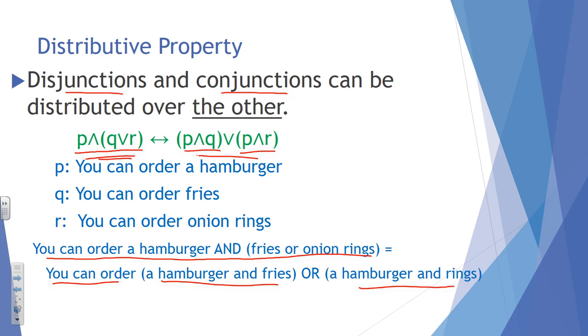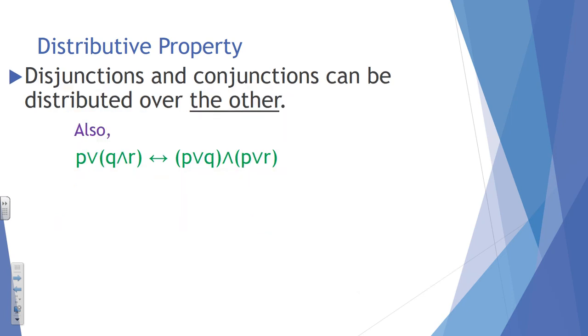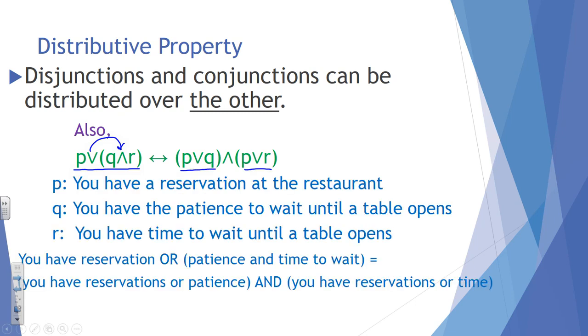Note though that this distribution occurs over the other connective. In this case, conjunction distributes over a disjunction. But it's also true that a disjunction can distribute over a conjunction. That is to say, P or (Q and R) is exactly the same as (P or Q) and (P or R). So let's look at a case here that's a little bit easier to think about.